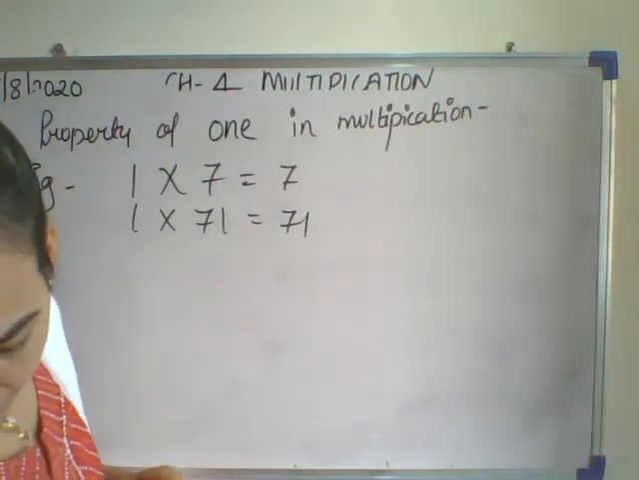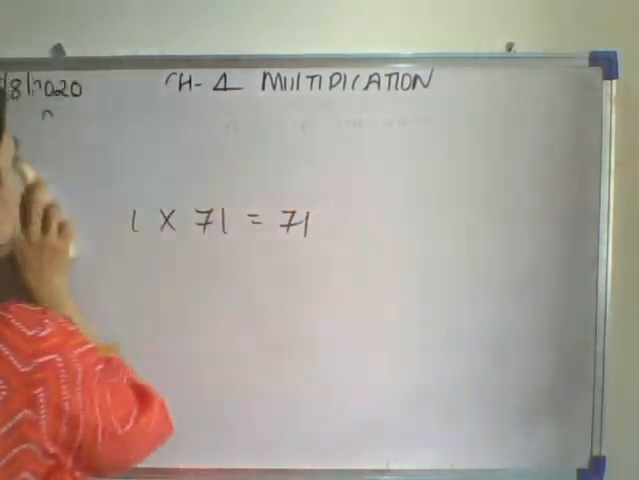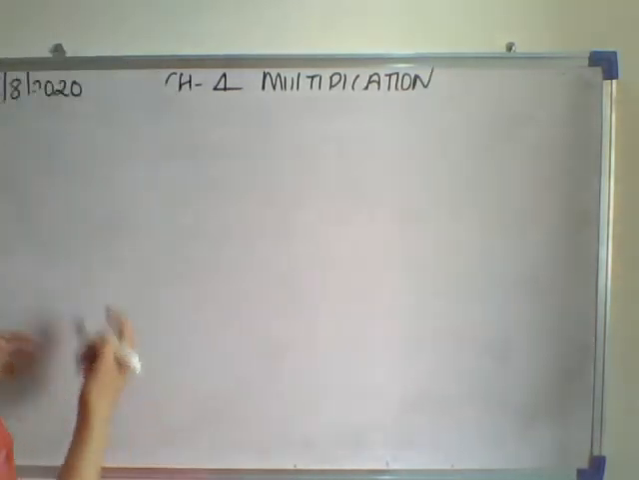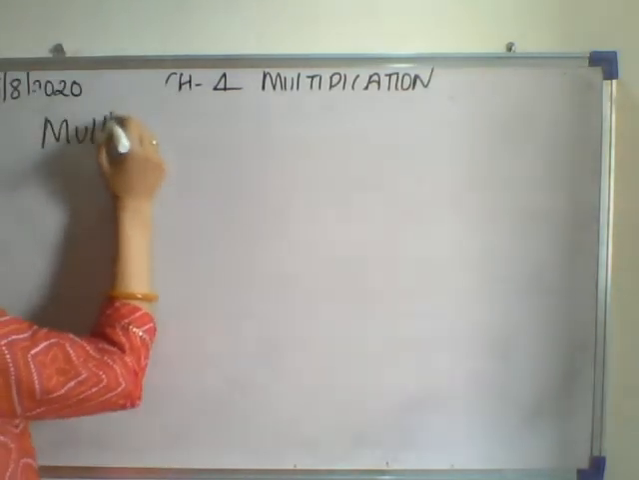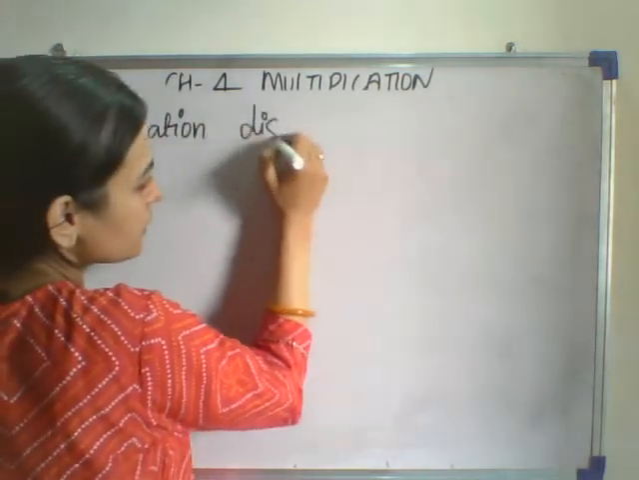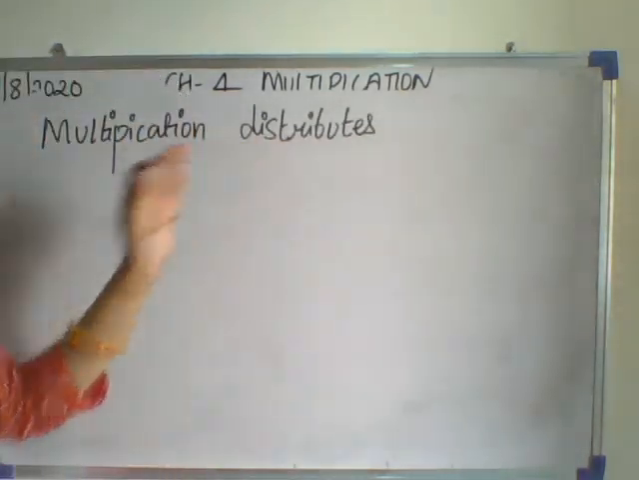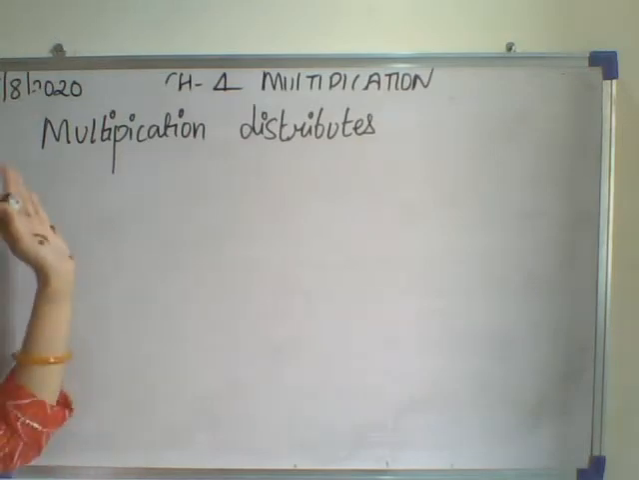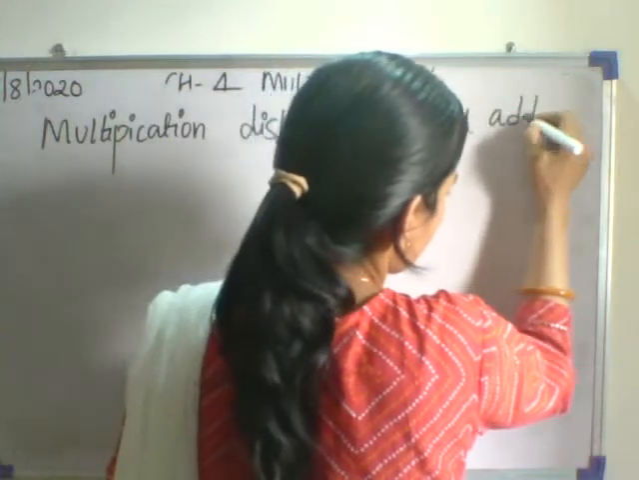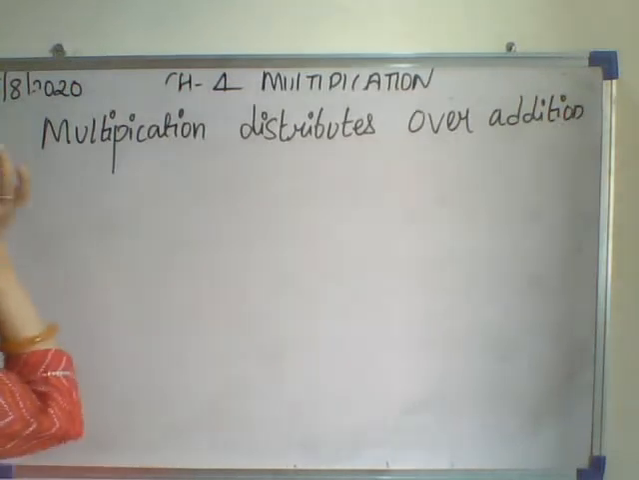The next is multiplication distributes over addition. The last property is multiplication distributes over addition. Distributes means it is equally dividing. So multiplication distributes over addition. I will be explaining this with a certain example.